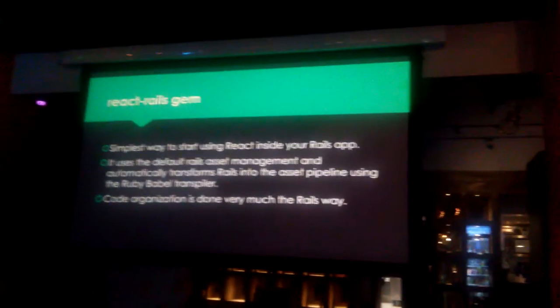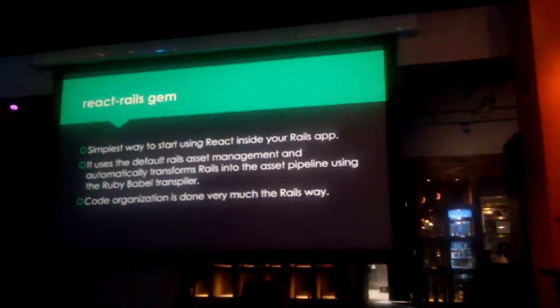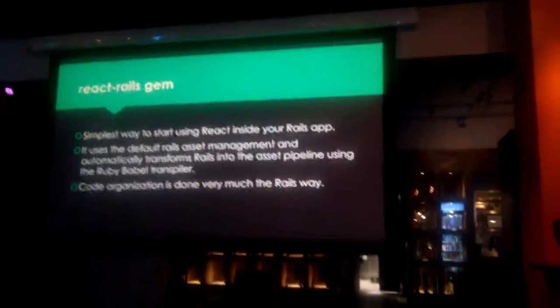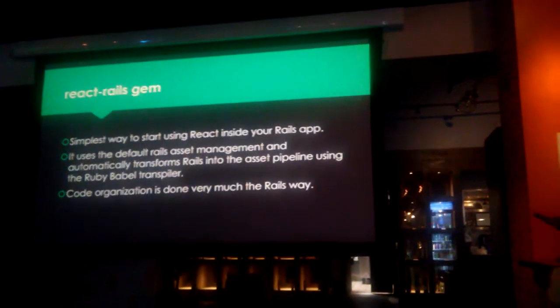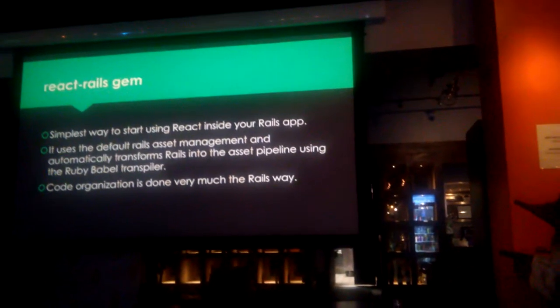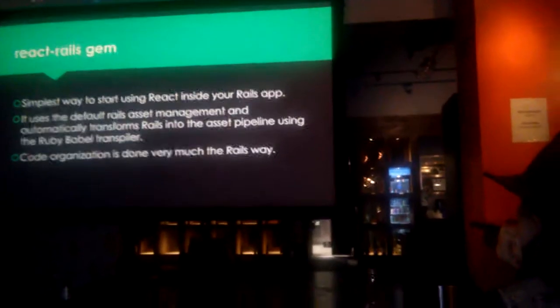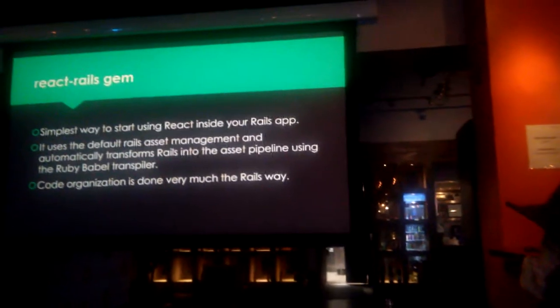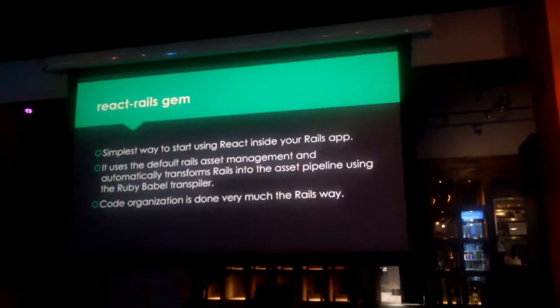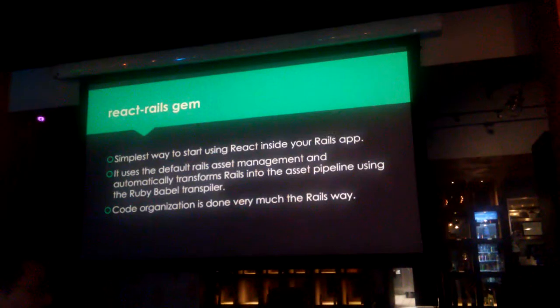The first, which is probably the simplest way, is to just use the React Rails gem. And the code organization is very much the Rails way, if you like that. It uses the default Rails asset management, and it automatically transforms Rails into the asset pipeline using a Babel transpiler. See, the problem is if you want to integrate something like React Router or Redux, that can be a concern.